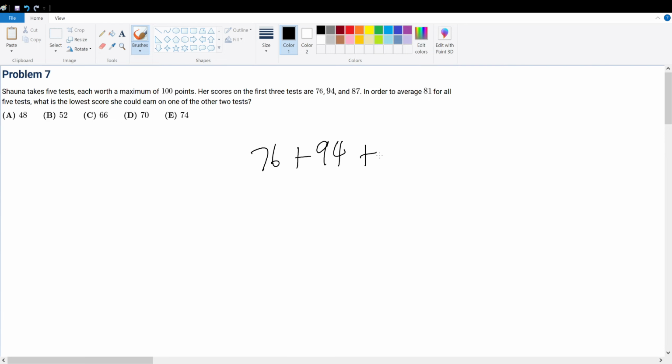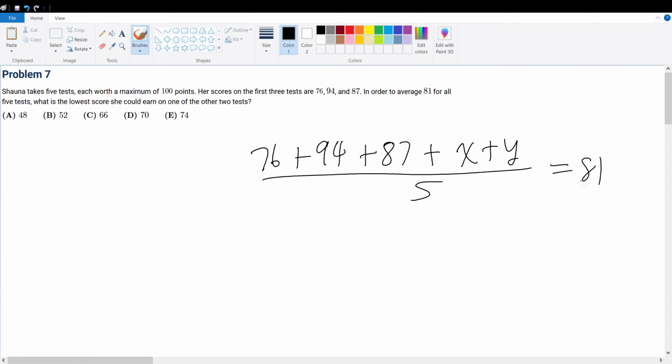And then we add this with 87. And then let's say the other 2 tests are X and Y. We have a 5 test total, so dividing this by 5 will give you the average score, which is 81. She wants to average an 81. So with this information, what is the sum of these 3 terms?